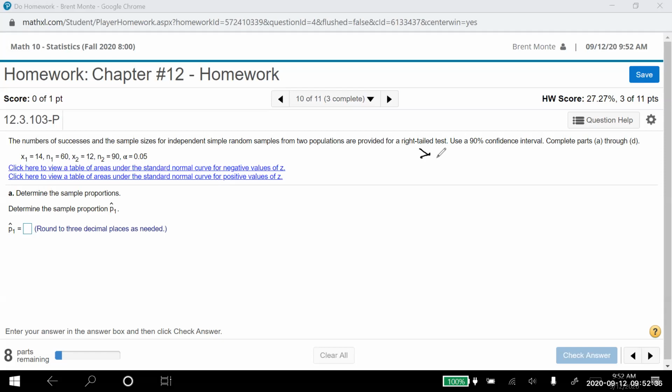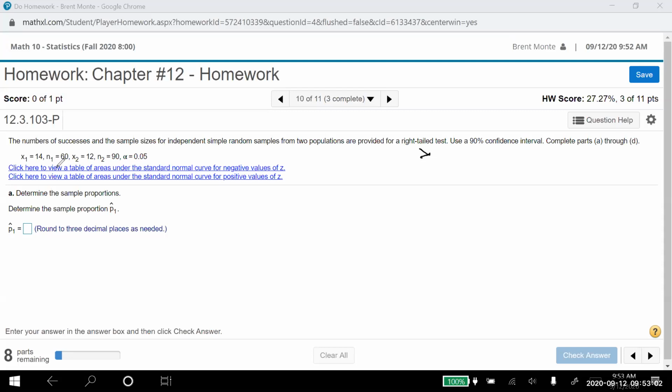Now, remember, here are the assumptions. Simple random sample. Yeah, they said it was simple random samples. It has to be independent. Yeah, it says it's independent. All of the numbers have to be at least 5. Well, we have 14. 60 minus 14 is 46. That's greater than or equal to 5. 12 is greater than or equal to 5. 90 minus 12 is greater than or equal to 5. So all the assumptions have been met. We're good to go. All right.